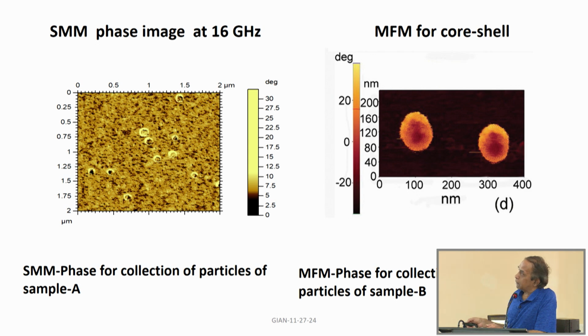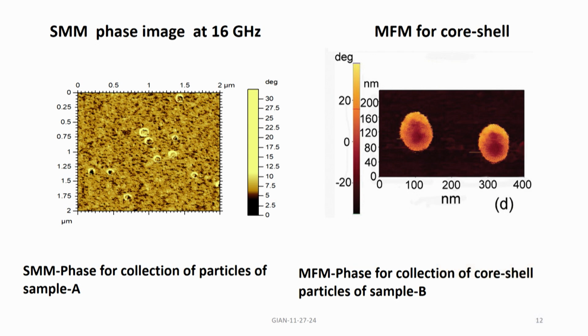And this is the SMM image for a collection of particles at 16 gigahertz, and all of them show a well-defined core and a shell. This is the magnetic force microscopy phase image for core shell particles. The center is the core, which is the dark region, and the shell is the brighter one.